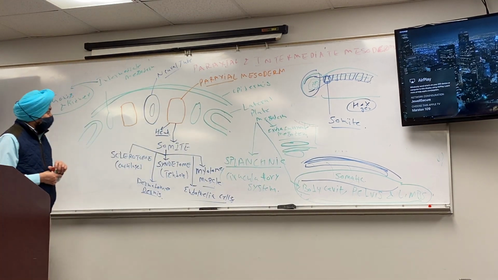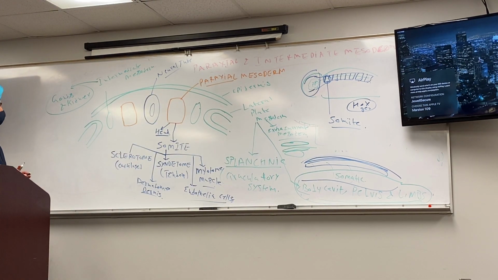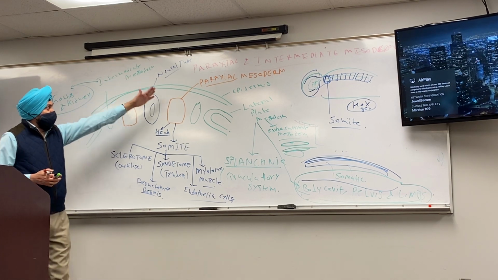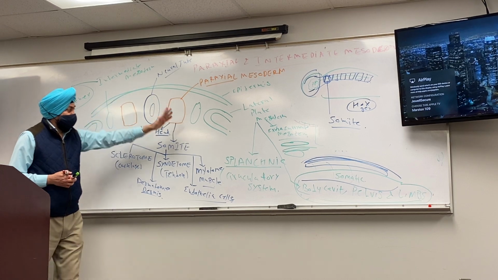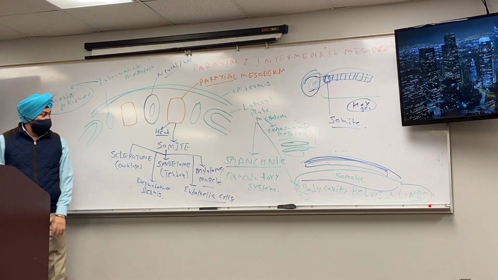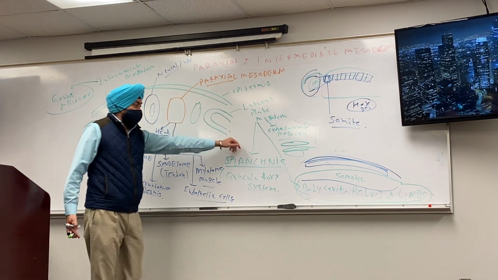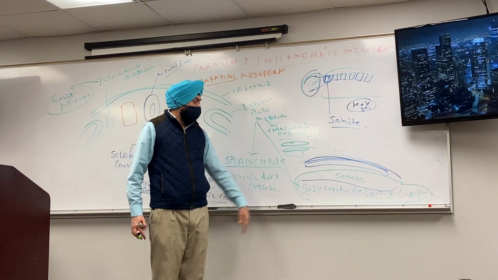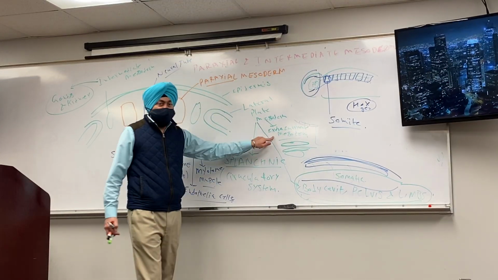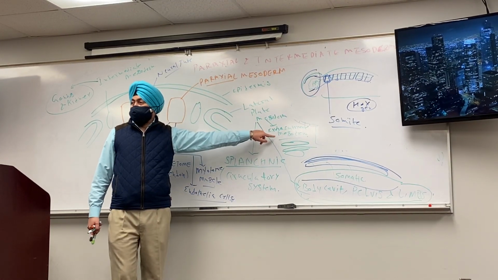And we have basically three different types of mesoderm there. We have right here paraxial mesoderm, intermediate mesoderm, and the lateral plate mesoderm. Lateral plate mesoderm gives you splanchnic, what you call circulatory system, somatic, which is body cavity, pelvis, and limb, and also the extra embryonic mesoderm.